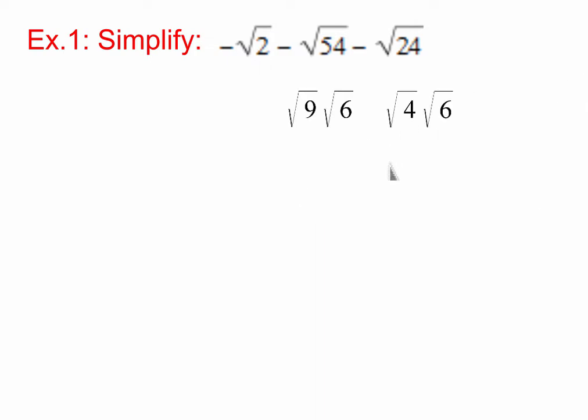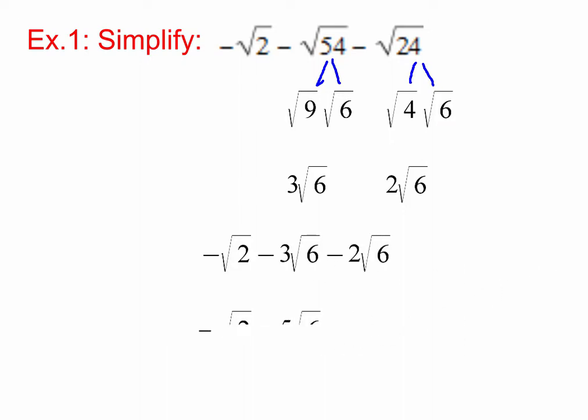Square root of 54, 54 breaks down into 9 times 6. 9 is our perfect square, and 6 is not a perfect square. Square root of 24 is 4 times 6, 4 being our perfect square, and 6 being our non-perfect square. So if I work these out, the square root of 9 is 3, and the square root of 4 is 2. So I've got negative square root of 2 minus 3 square root of 6 minus 2 square root of 6.